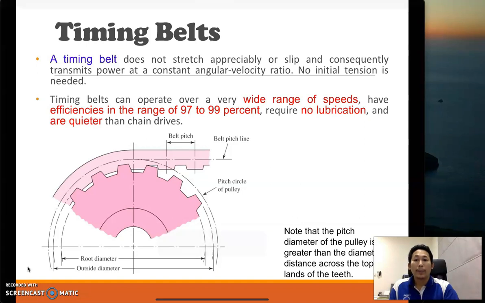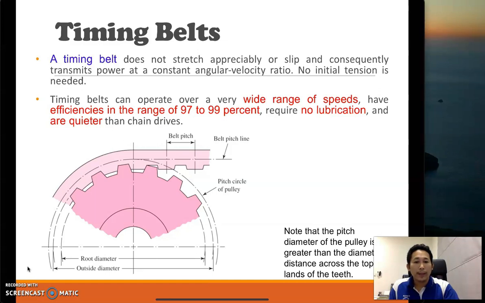Now we go for timing belts. A timing belt does not stretch appreciably or slip, and consequently transmits power at a constant angular velocity ratio. No initial tension is needed. Timing belts can operate over a very wide range of speeds, have efficiencies in the range of 97 to 99%, require no lubrication, and are quieter than chain drive.